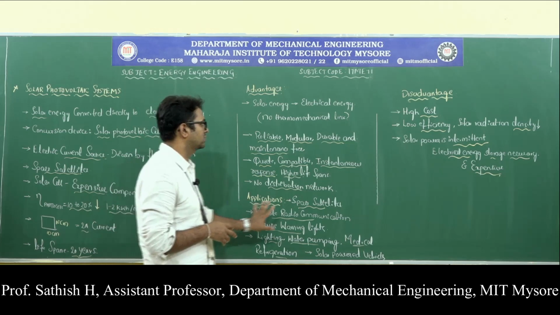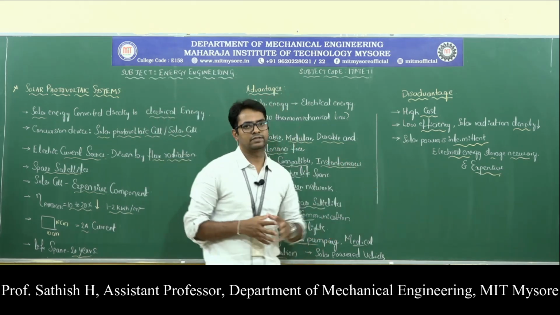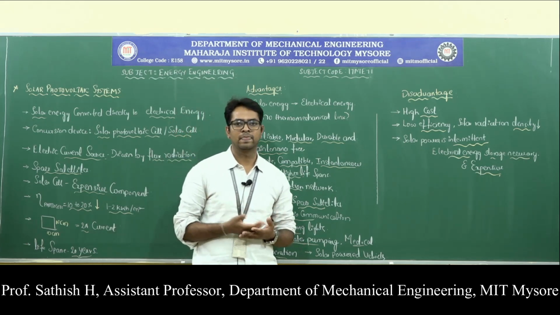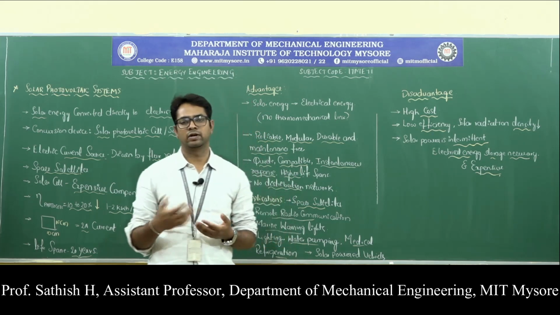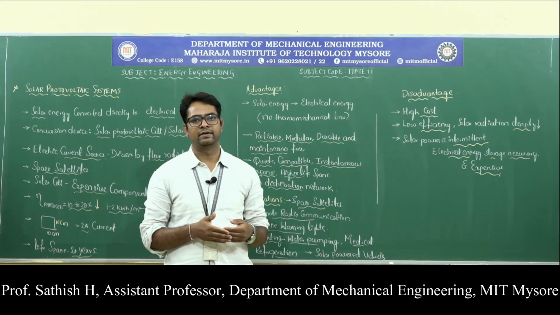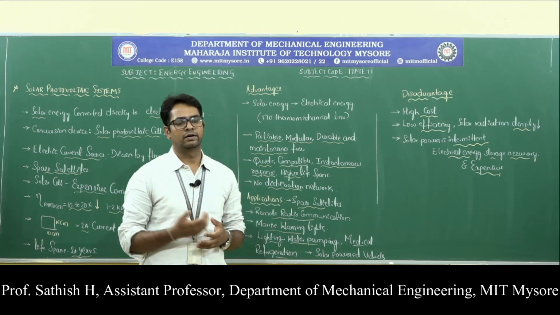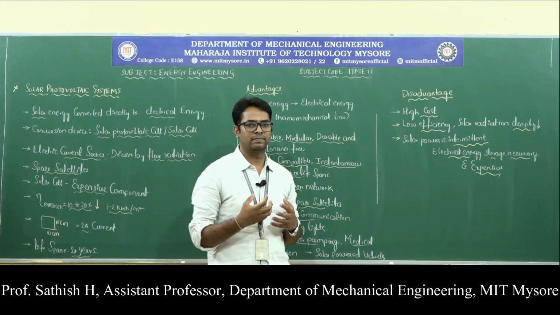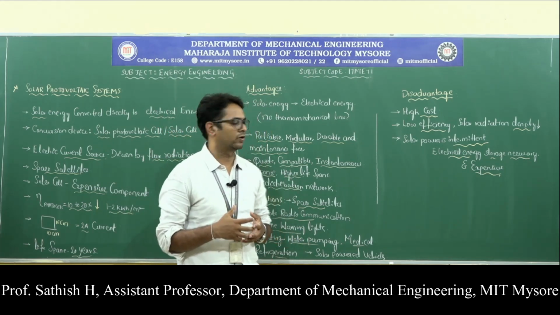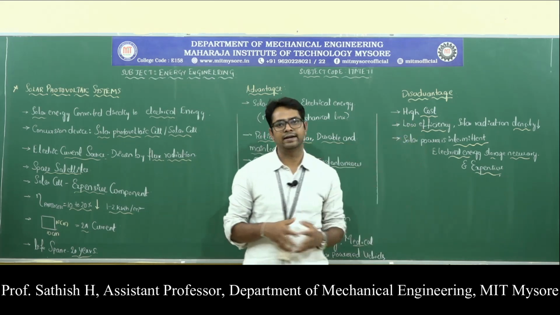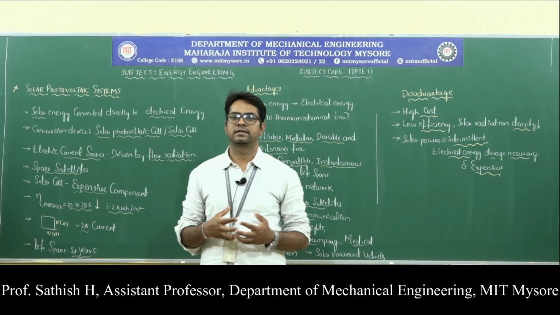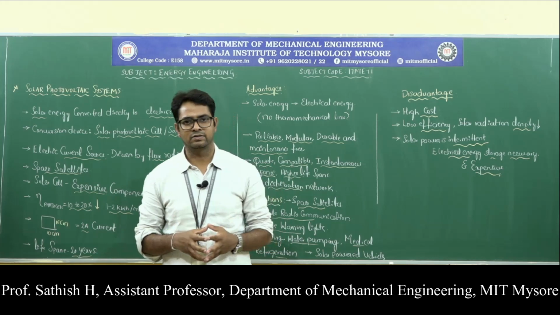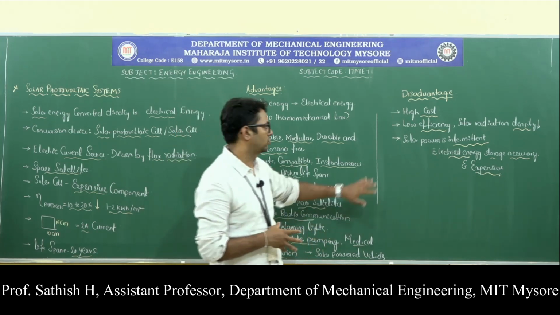Before going to the applications, we will discuss some of the disadvantages. Of course it has certain disadvantages, even though solar energy is abundantly available and is a renewable type of energy. It has certain disadvantages that limit us from using it more and more. One is definitely high cost. Solar cells are expensive, and so are the components. That is why cost is one of the major disadvantages of a photovoltaic system.